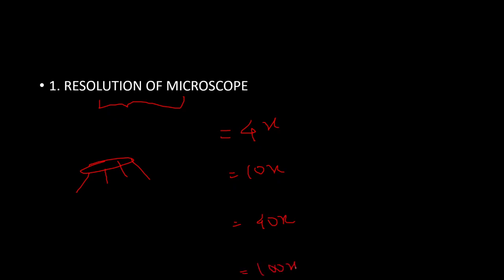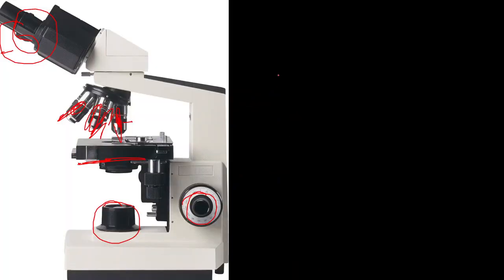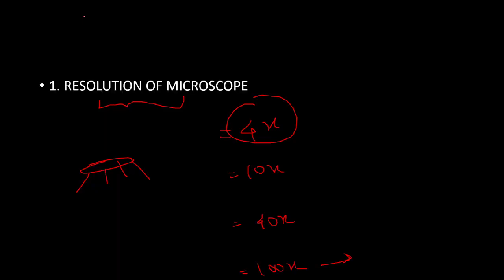The first question will definitely be regarding the resolution of the microscope. You will have four lenses. The first one is 4x, then 10x, 40x and 100x. 100x is for oil immersion. 4x, what is this x? X is the eyepiece lens, which is 10 times magnification. So 4 into 10, 40 times magnification.